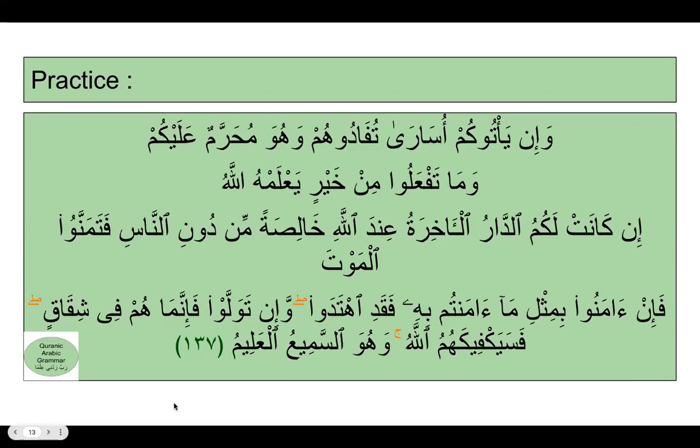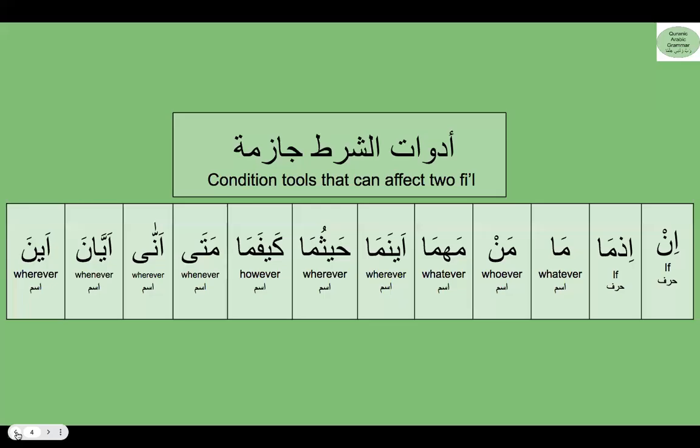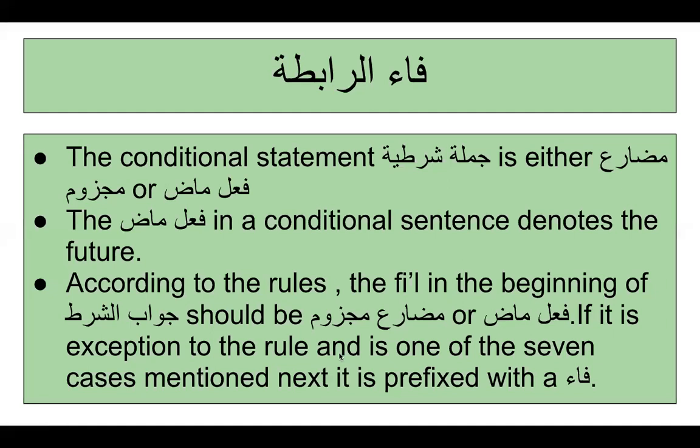So the basic principle, if you don't know the 7 conditions where fa is going to be there, if you remember this thing, if your jawabu shart is not mudare majzoom or plain fail madin, if it is not any of these two and is something other than these two, I have to bring fa in between jumla shartiya and jawabu shart. I hope this is clear now. Okay. So remember that.